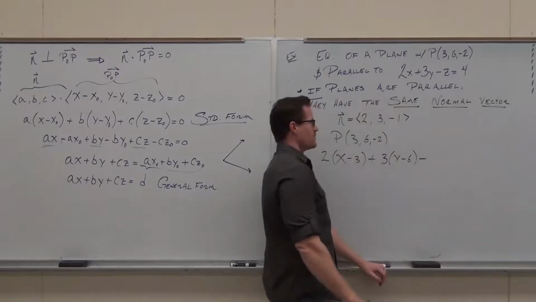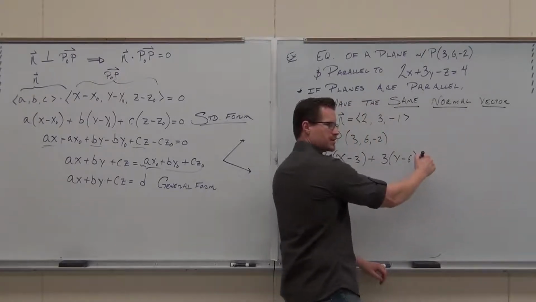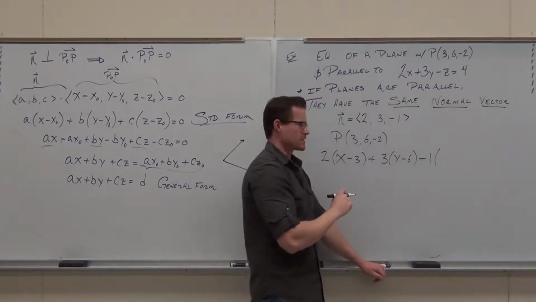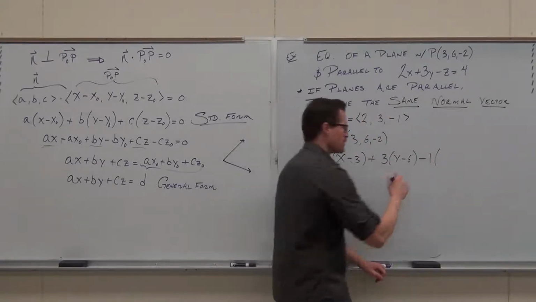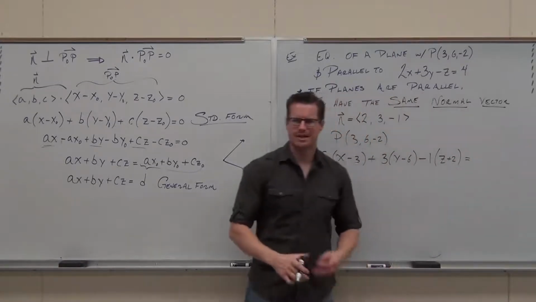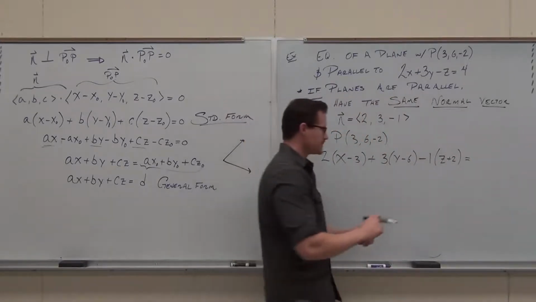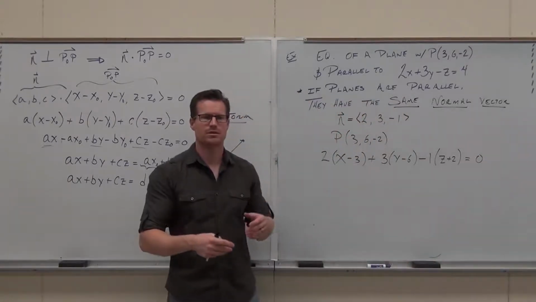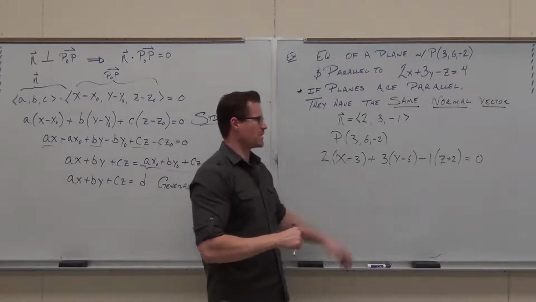Am I going to have a plus or a minus? Minus. Watch your signs. And then Z plus 2, or rather Z minus 2. What's that one? Plus. What's it equal? It's got to equal something: zero, by the nature of the dot product of perpendicular vectors giving us 0. That's what it's built off of.